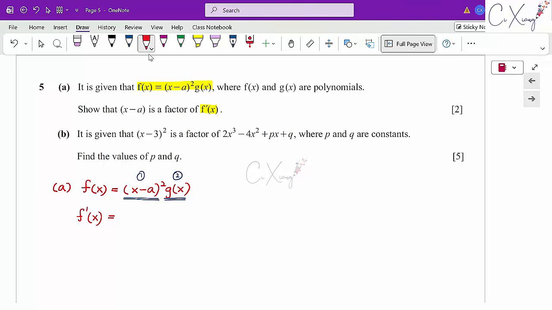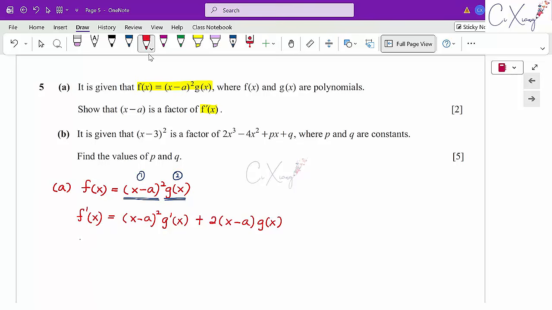Alright. Then to find the differentiation, I use the product rule, where the step is I copy the first bracket, differentiate the second. So it becomes g prime x. After that, I need to differentiate the first bracket, then copy the second. When I differentiate the first bracket, I'm having 2x minus a, because I put the power in front, right? Then power minus 1. Then copy the second bracket means I just copy the g x, right?